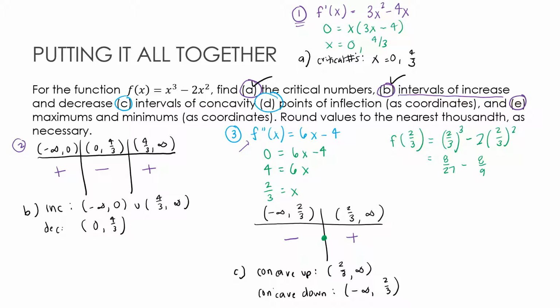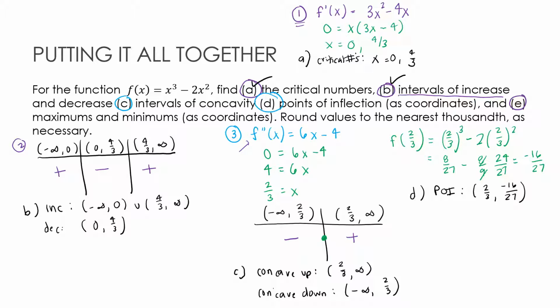And then, of course, I want to combine those together, so I'm going to take this times 3. Oops, I had 3 on the brain. Take this times 3 and take this times 3. So 8 minus 24 is negative 16/27. And so for answer D, my point of inflection is the point 2/3, comma, negative 16/27.